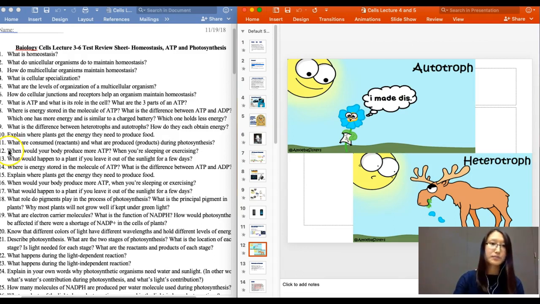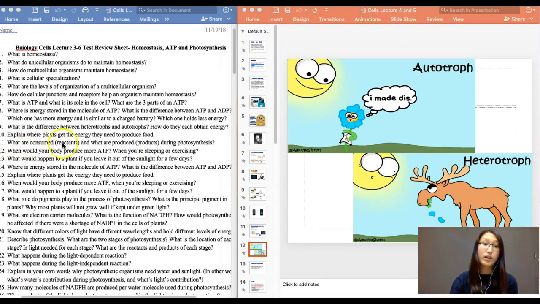We can transform the energy in the sunlight into a chemical energy that can be used to make sugar. The next one is, when would your body produce more ATP, when you're sleeping or when you're exercising? Obviously, when you're exercising, because that's when you require more energy, and ATP is the molecule that has a lot of energy.